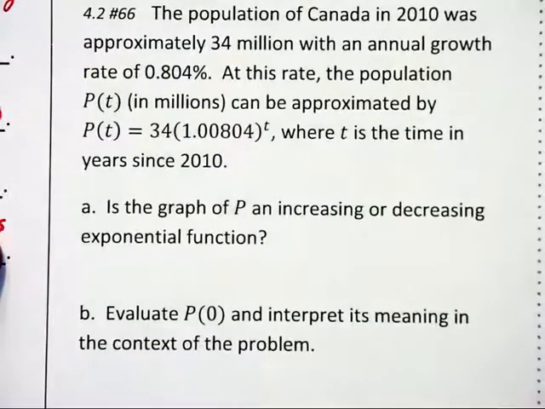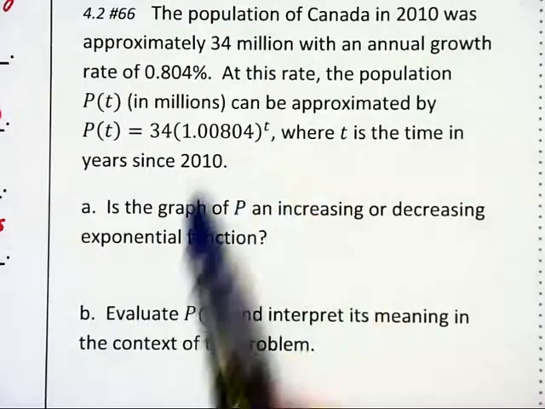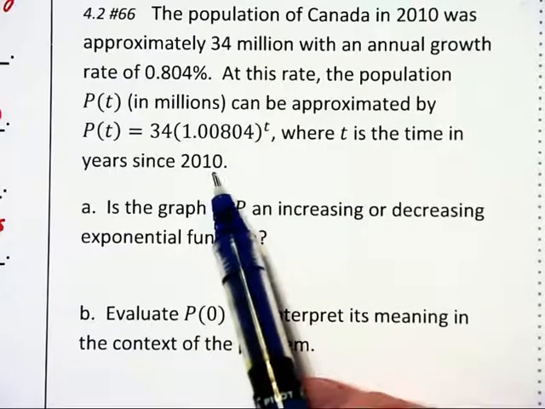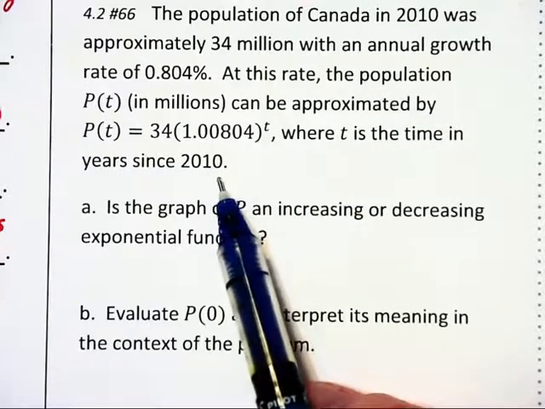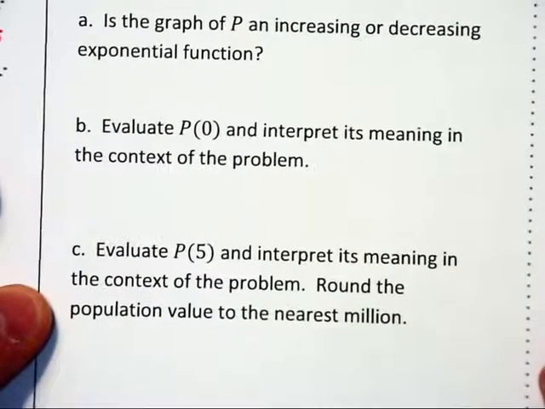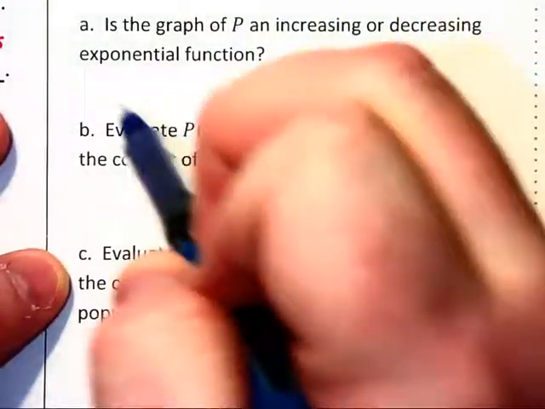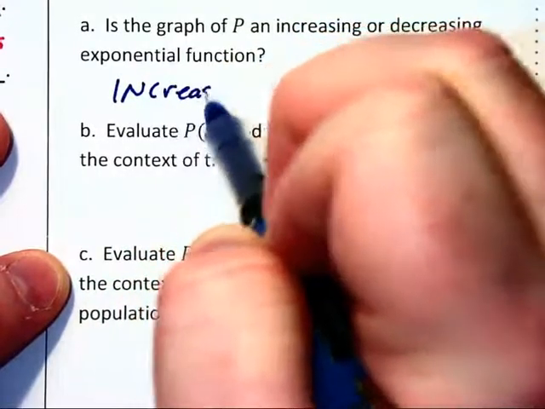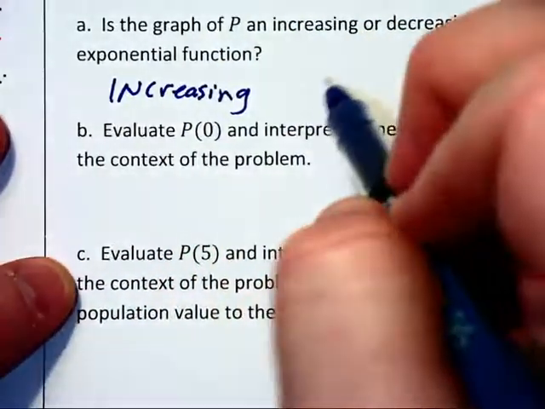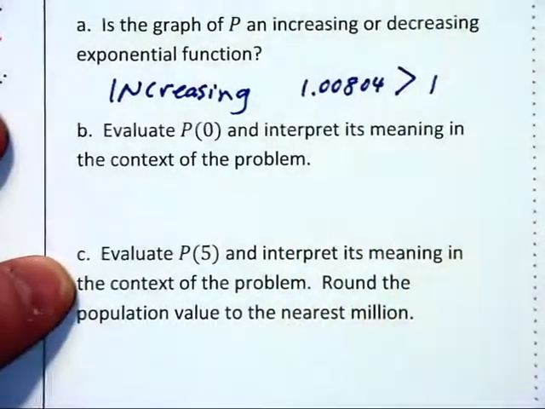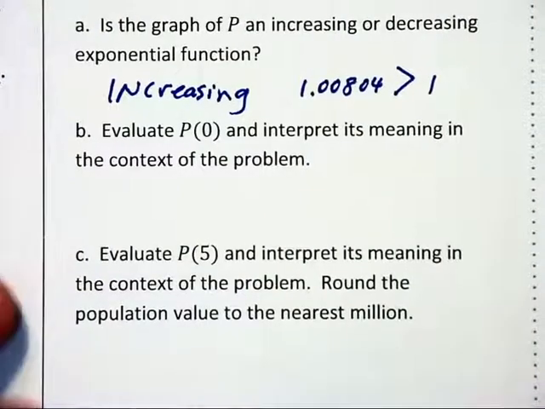At this rate, the population, P of t, population as a function of time, in millions can be approximated by this formula. Notice how t is the number of years since 2010. Is the graph of P increasing or decreasing? Well, because it's growing, the answer is it is increasing. And we know that because 1.00804 is greater than 1. Since it's greater than 1, this is increasing.